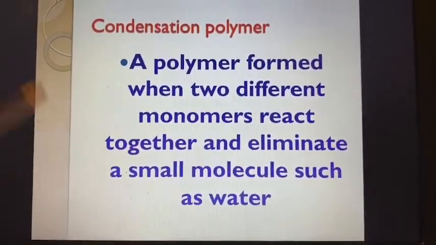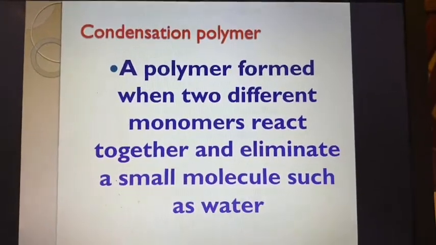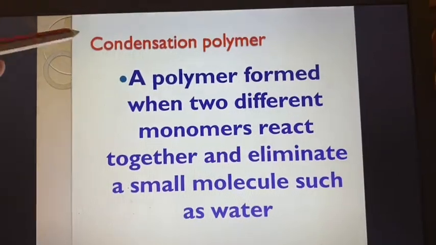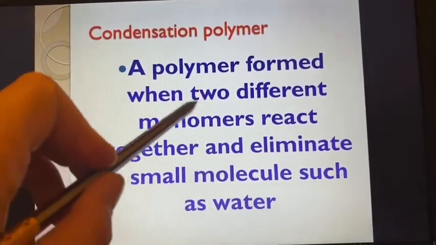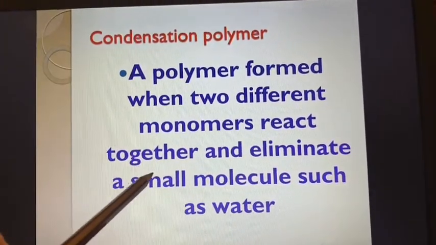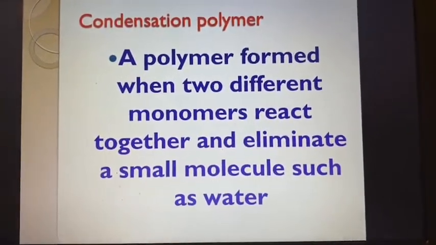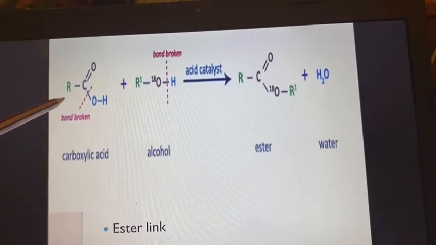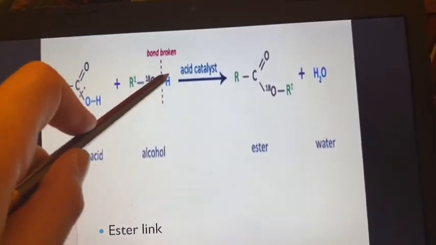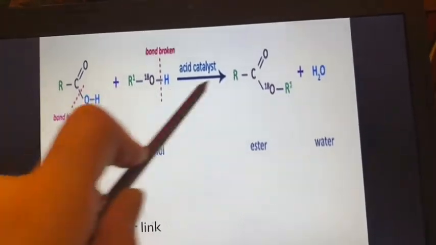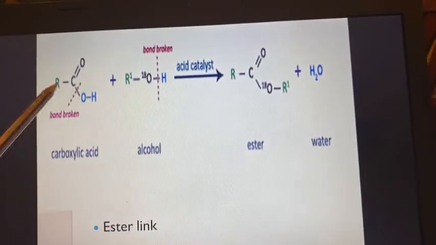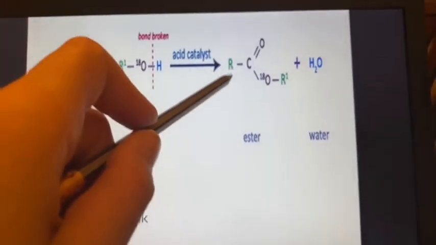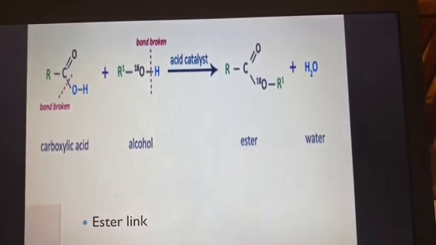And then we started to talk about condensation polymers. We said condensation polymer is not like the addition polymer. Condensation polymers have two monomers, and you remove a small molecule, sometimes water and sometimes other molecules. Exactly like here, when we react a carboxylic acid with an alcohol, H with an OH will make water, and a new bond will be formed. It is called the ester link. This is the ester link.